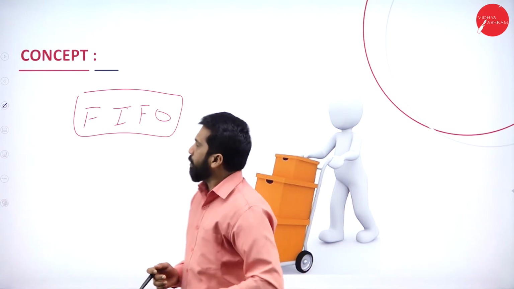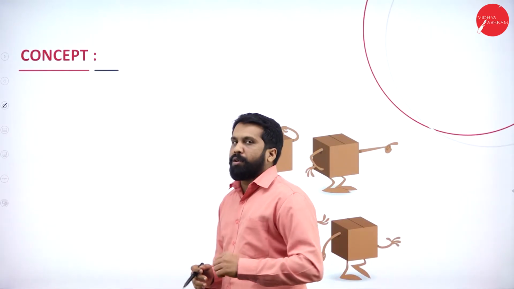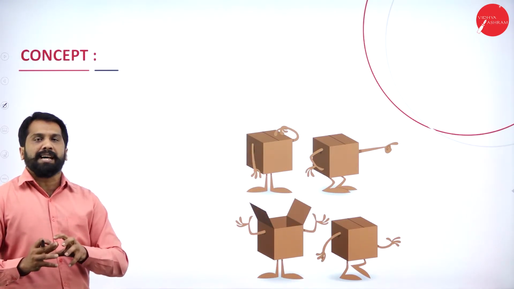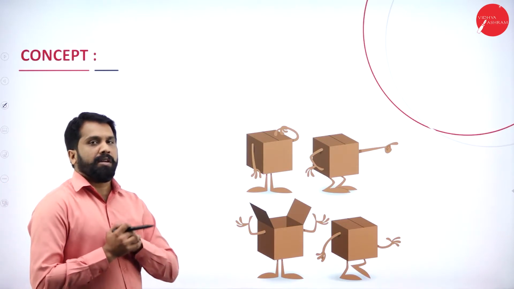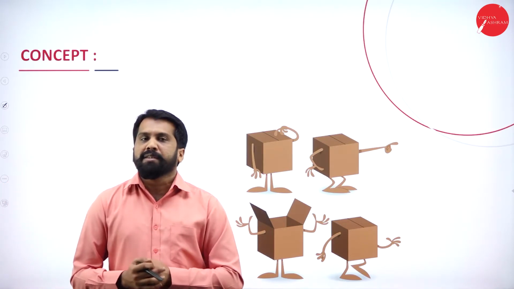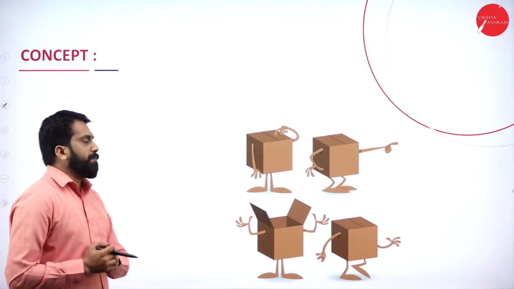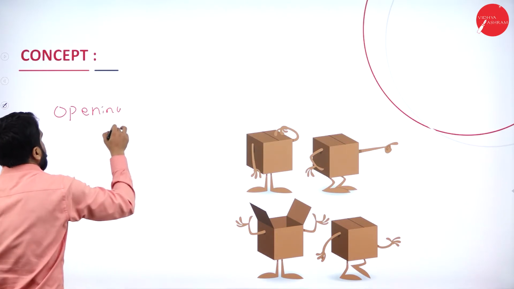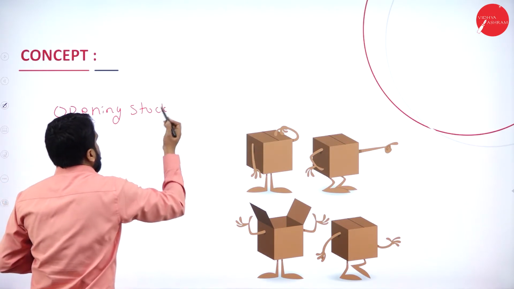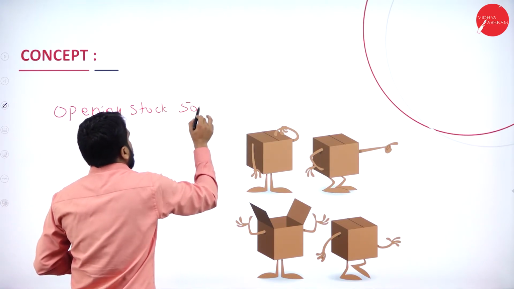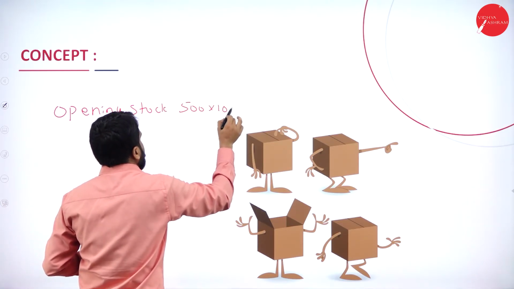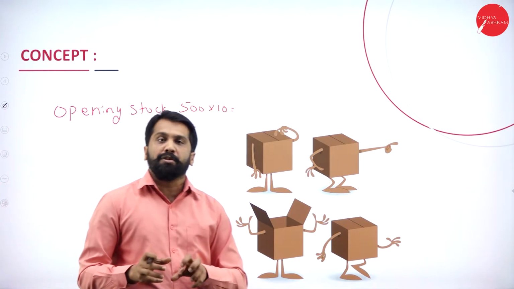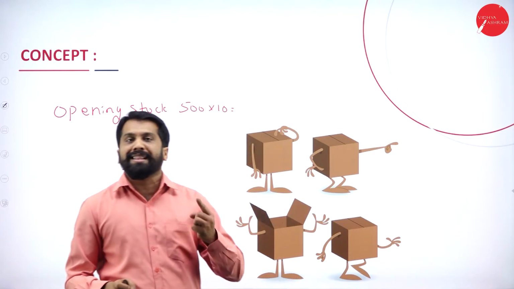Now, problems on FIFO. How do you have to do your problem? I'll give you a simple example. One small problem we will work out. Hardly it will be 4 or 5 entries so that you will understand better. Now, example. Your opening stock, maybe 500 units of rupees 10 each. So, opening stock means before you purchase, already you have stock, which you bought last year.